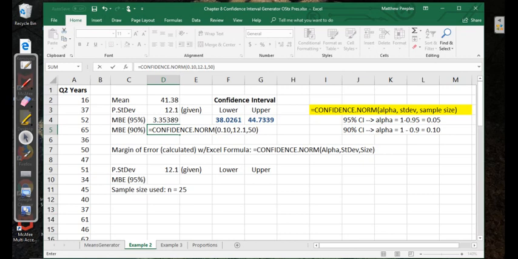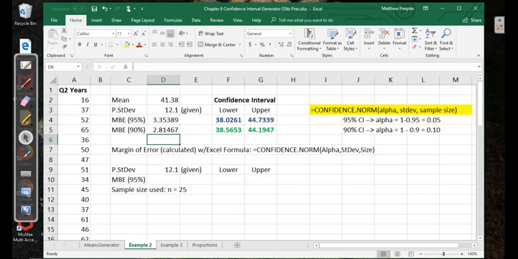So inputting these numbers into our function gives us our upper and lower bounds this time. The lower bound being 41.38 minus 2.8147 gives us 38.5653 years. And the upper bound being 44.1947.